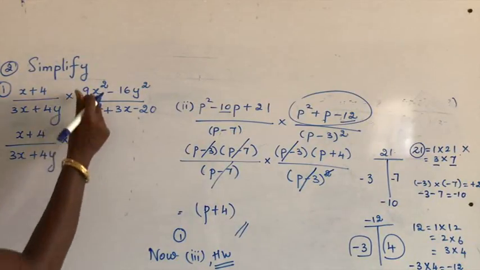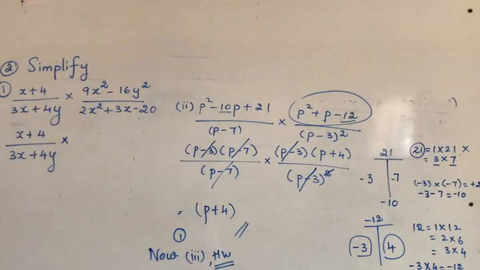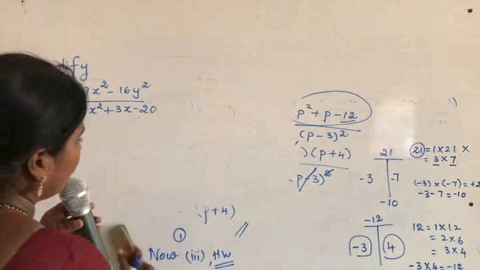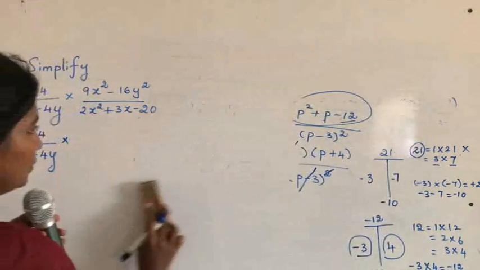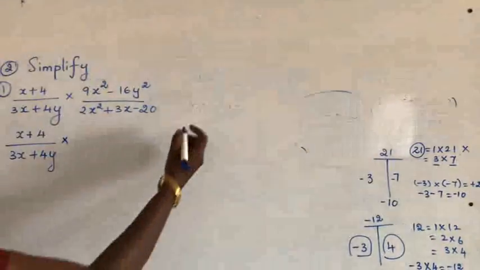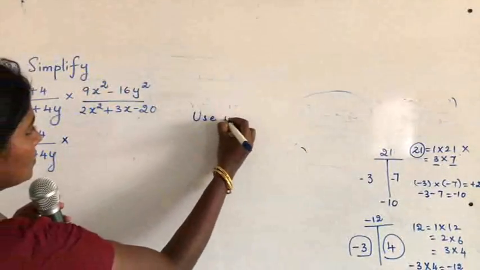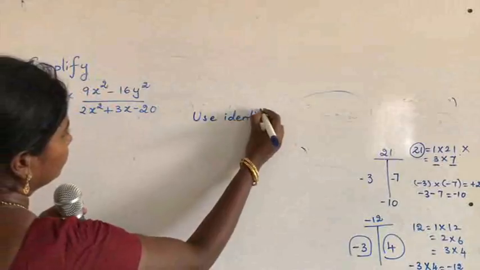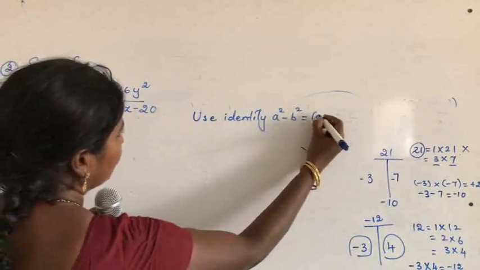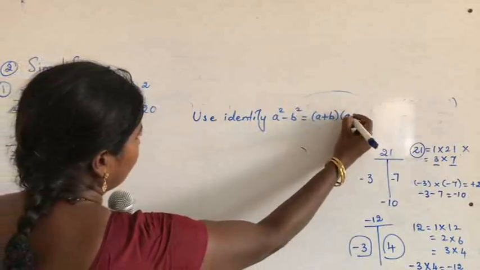Now let's go for the simplification of the numerator, that is 9x square minus 16y square. Again here we are going to use the identity, that is a square minus b square. So use the identity: a square minus b square is equal to (a plus b)(a minus b).